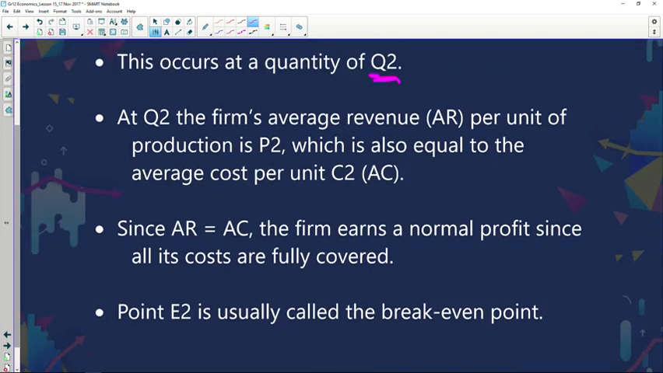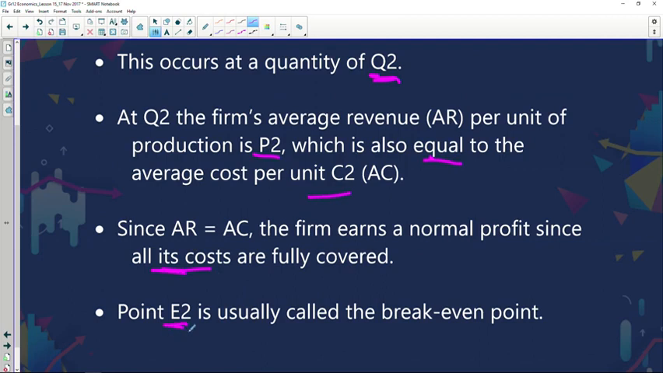So at Q2, the firm's average revenue per unit of production is P2, which is also equal to the average cost per unit, which is C2. So we've got quite an interesting situation here where our market price, which is P2, is actually equal to our average cost per unit, which is C2. So since AR equals AC, the firm earns a nominal profit since all its costs are fully covered.